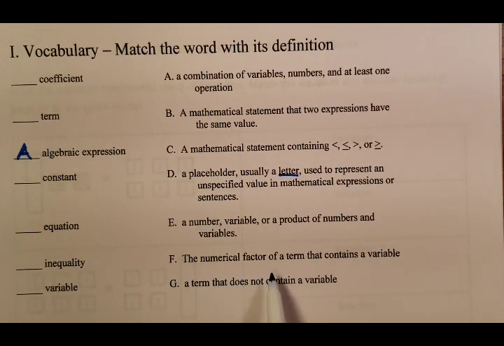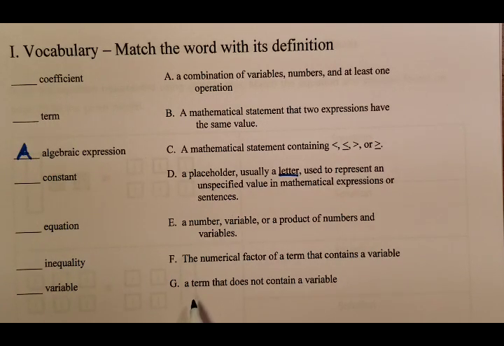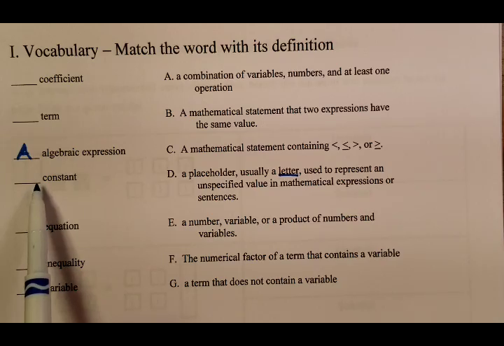F, the numerical factor of a term that contains a variable. It's a number and it's a factor, so it's a coefficient. And G, a term that does not contain a variable, is a constant because it doesn't change, it does not vary.